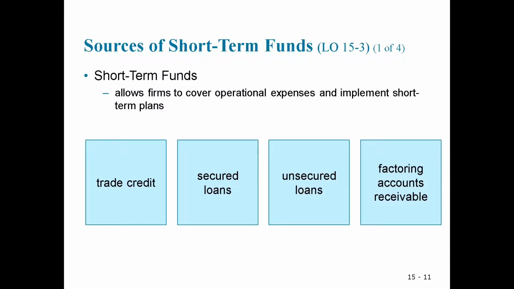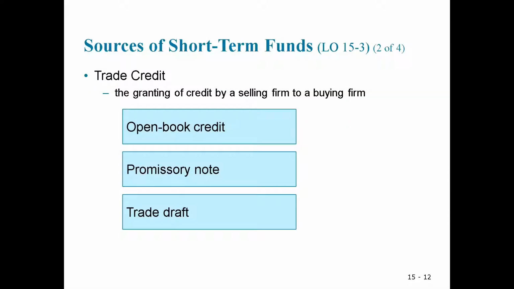Sources of short-term funds. Short-term funds allow firms to cover operational expenses and implement short-term plans. Trade credit. Trade credit describes the granting of credit by a seller to a buyer. The types discussed include open book credit, a promissory note, a trade draft and a trade acceptance.